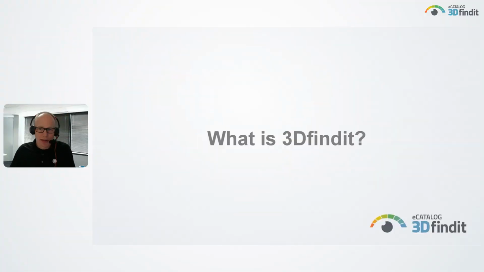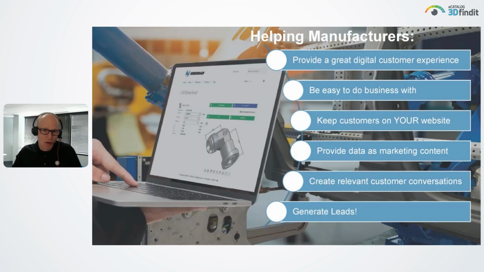Just to add a little bit of context to what Tim and I were talking about, I'm gonna do the 90-second what actually is 3D Find It for everyone who might be new to this product. At CADENAS, our 3D Find It e-catalog product helps manufacturers provide a great digital customer experience by being easy to do business with. The idea is you keep customers on your website, you provide data as marketing content.